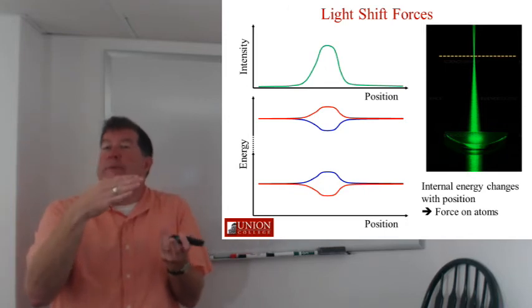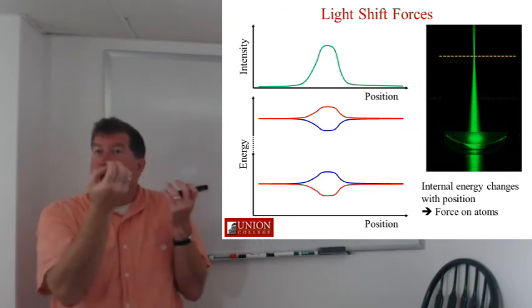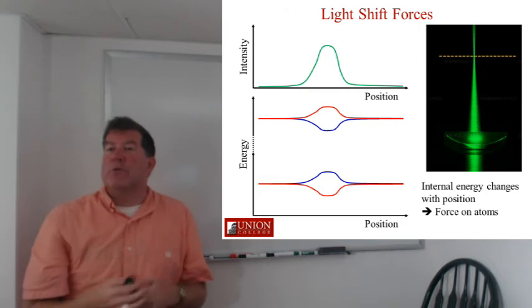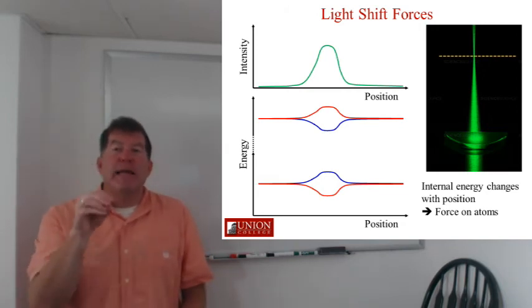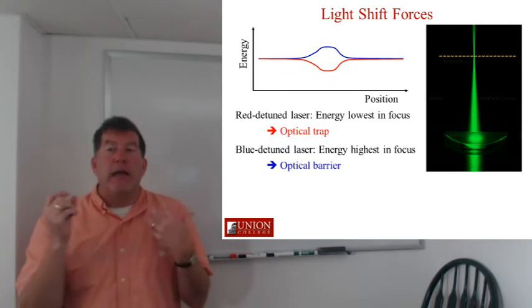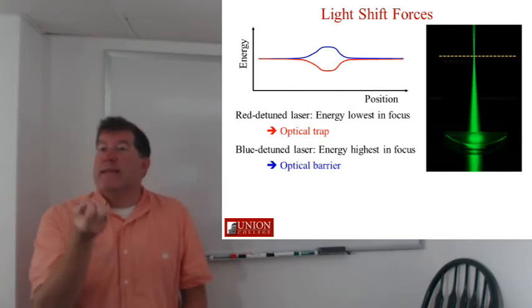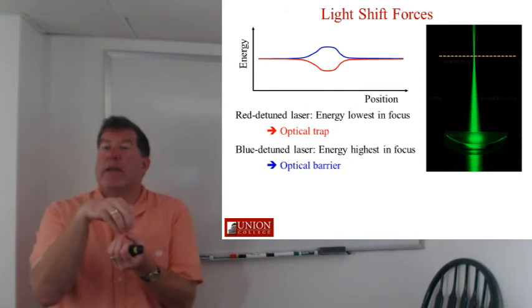That has to be compensated by the external energy, the kinetic energy of the atom decreasing. That amounts to a force that's slowing the atoms down, pushing it back toward the center of the trap. So if I take a focused laser beam and detune it to the red, I can make an optical trap where the atoms have their lowest energy right in the center where the light is the brightest, and they'll tend to be confined there.